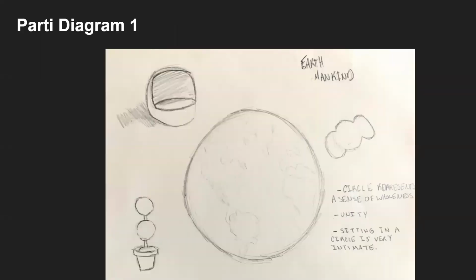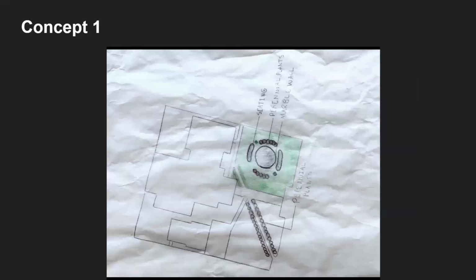For my first parti diagram, I wanted to emphasize unity. So I thought about the earth and circles, and you'll see in my concept how I use that in my water feature, the surrounding perennial plants.